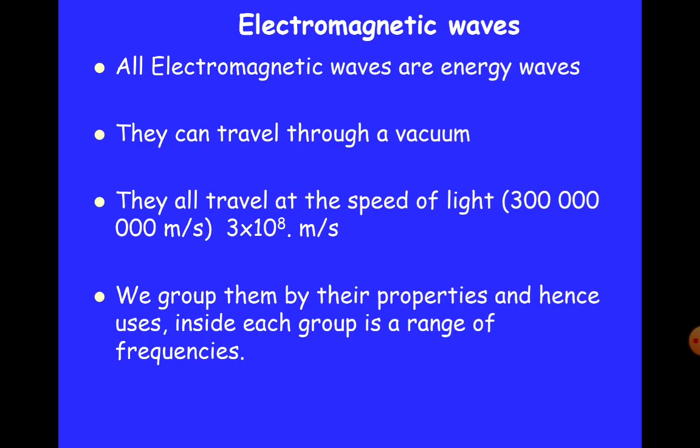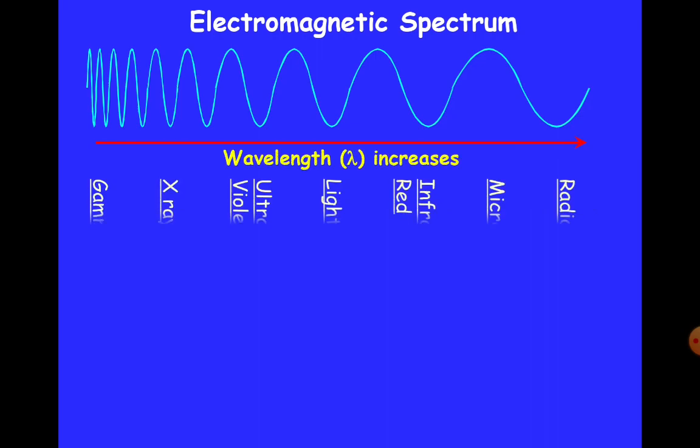You need to know more or less the order of the different types of electromagnetic waves according to their frequency or their wavelength. Okay, let's have a look. Here we have the electromagnetic wave spectrum. From the left side, very short wavelength, meaning very high frequency.